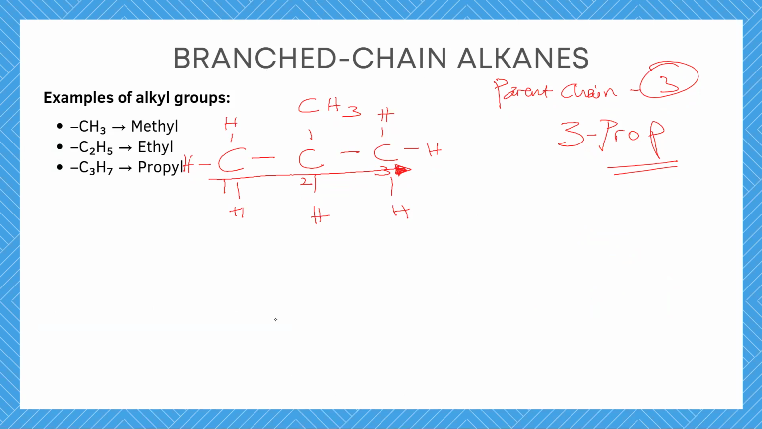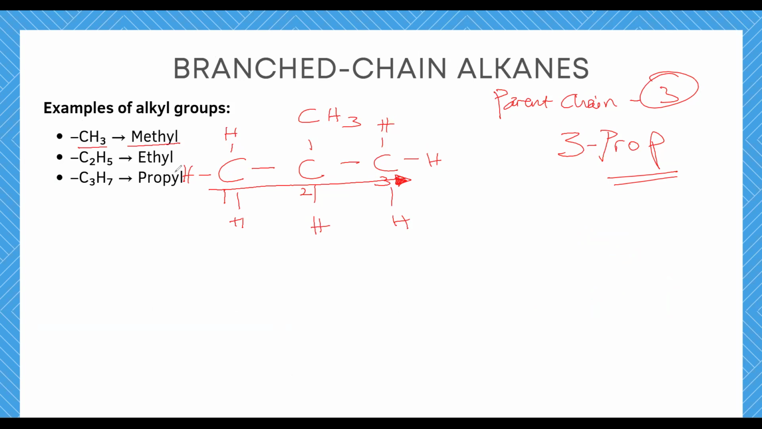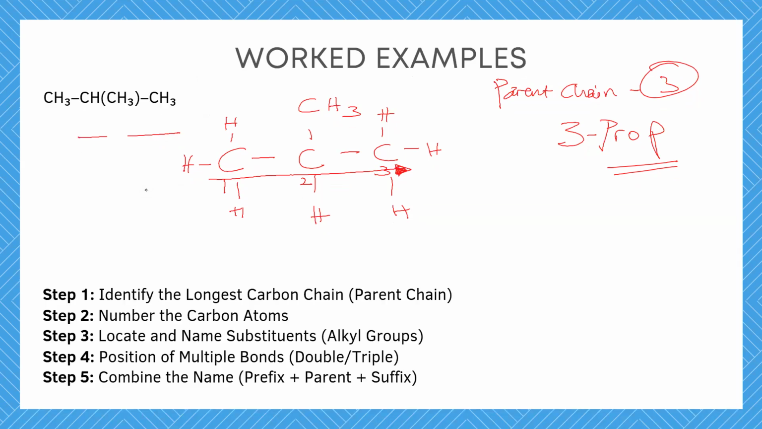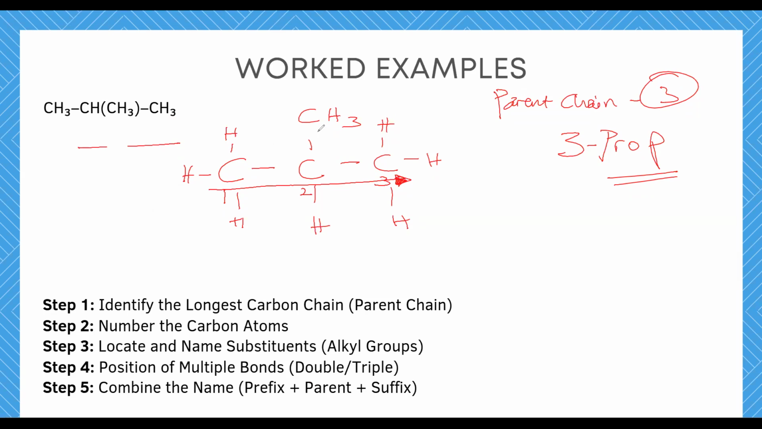When it is CH3, what name do we call it? Methyl. So in this case, what branch do we have in this compound? Methyl. Good. We have CH3, which is this branch over here, so we call it methyl. Did you see that? Are you sure you understood what I just did?